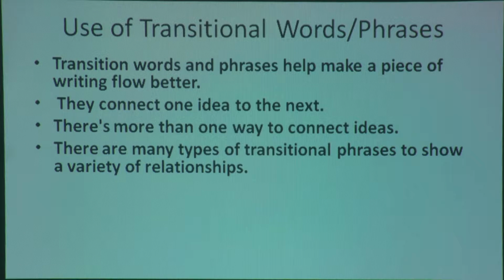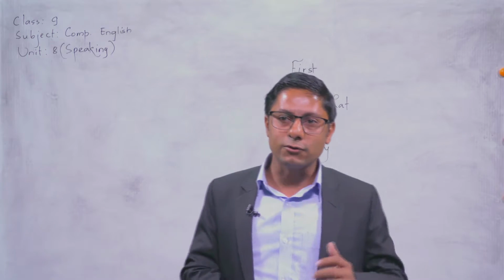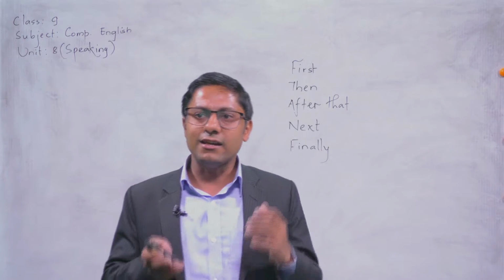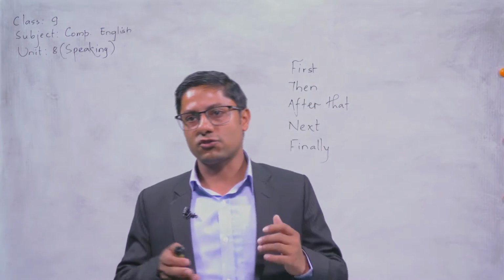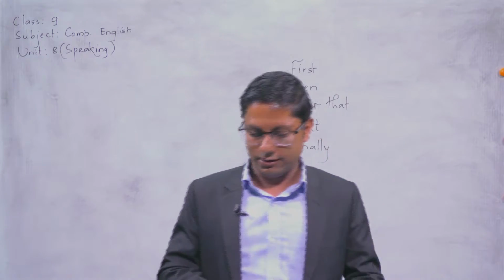Similarly, you see there, even the transitional phrases or words can be of different types. There are many types of transitional phrases, and they are used to show a variety of relationships, not one. For example, earlier we used the transitional words to show the sequence or order, but they can also be used to show contrast, or to show some addition, or to show some result or effect.